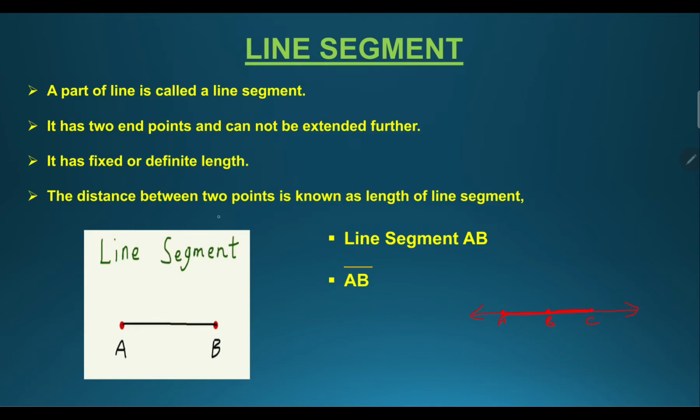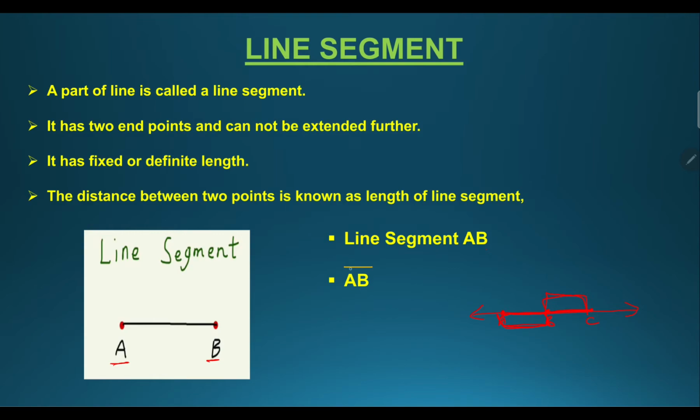And the distance between two points is known as the length of the line segment. What is the length of the line segment? The distance between A and B is called the length of the line segment AB, or the distance between B and C is known as the length of the line segment BC. So how are you going to represent the line segment? Suppose this is the line segment given to you, AB. You will write line segment AB. And what will be the symbol of line segment?